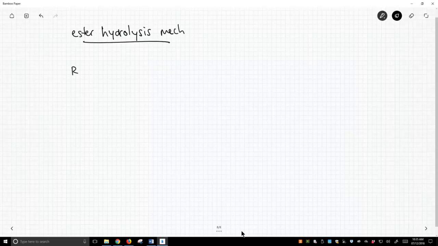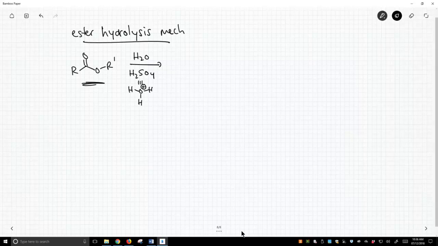I'm going to show the ester hydrolysis mechanism. For all these hydrolyses, no matter what acid derivative you have, you normally use water and sulfuric acid. We've encountered this reagent combination many times in this course, and when you mix these two things together, you form H3O+. So that's what I want you to think of. This is really H3O+.